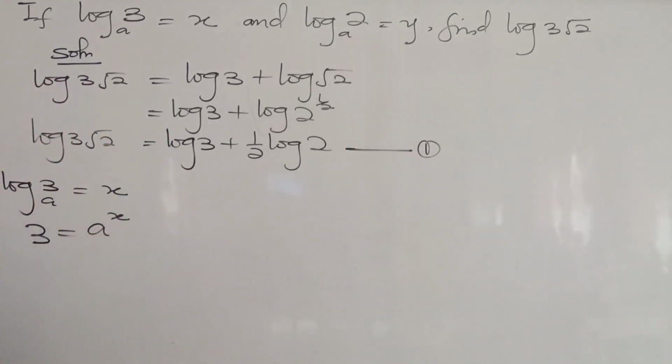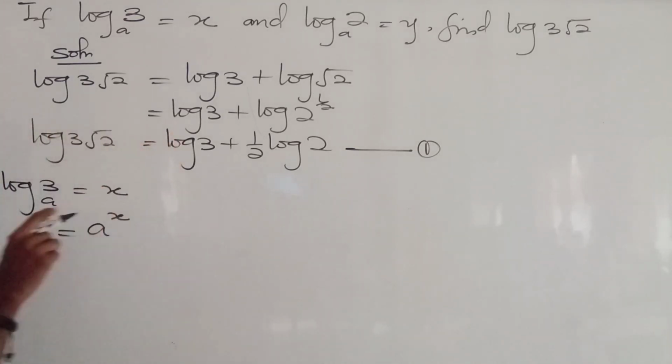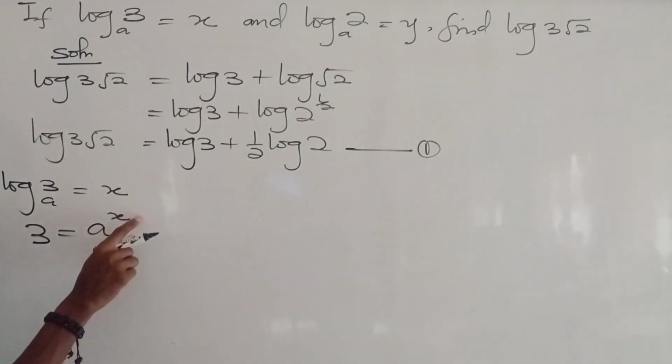For you to write log 3 to the base a equals s without the logarithm sign, you maintain the value which is here, the 3. So our 3 is maintained here, we bring our equal sign, then the base, which is here, will come and carry the value here as a power. So the a will come and carry this s as a power. That's why we have a to the power s.